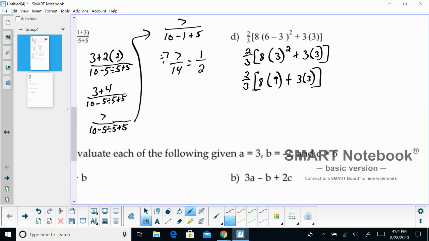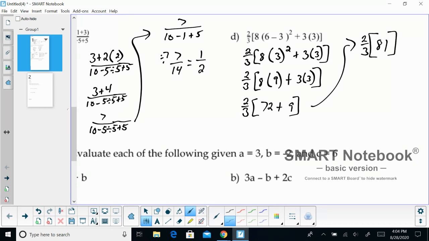Now do I have any multiplication inside my parentheses there? I sure do. So I have 8 times 9, which is going to give me 72, plus 3 times 3, which is 9. Now I'm left with addition in my grouping symbols. Again, I'm just going to come over here. So 2/3, 81. 72 plus 9 is 81. And I have to finish multiplying this out. So 2/3 times 81 is 54.